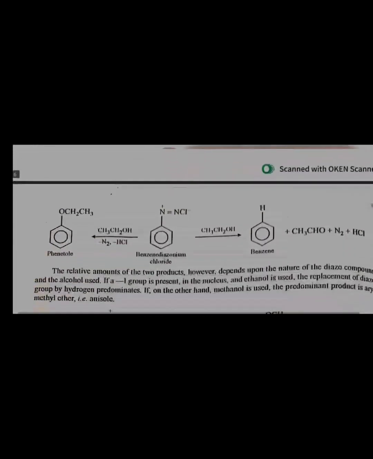It may be emphasized here that during the reaction of diazonium salts with ethanol, two products are usually obtained, viz. one involving the replacement of the diazo group by hydrogen as discussed above, and the other by the ethoxy group. The relative amounts of the two products, however, depend upon the nature of the diazo compound and the alcohol used.